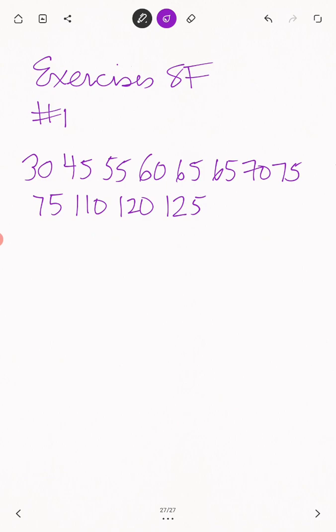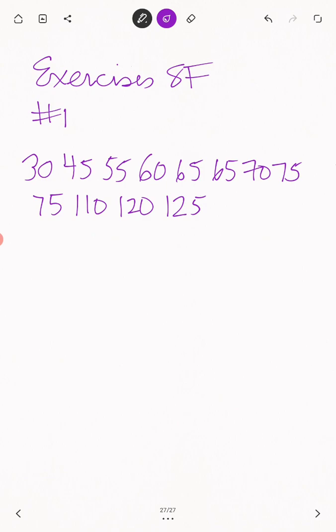I wanted to just do a video on question number 1 in exercise 8F because there can be a little confusion about quartiles, finding quartiles when you have an even number of data values in the set. So I'm going to go through each question. I'll show you what I mean.